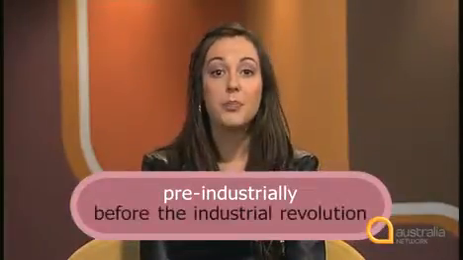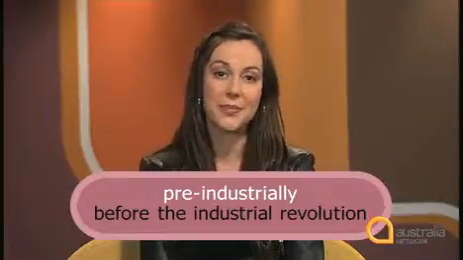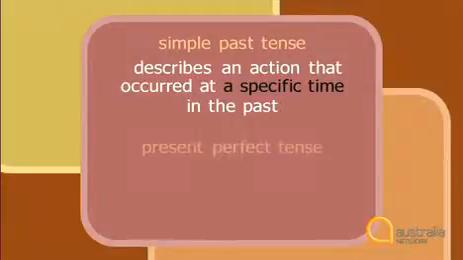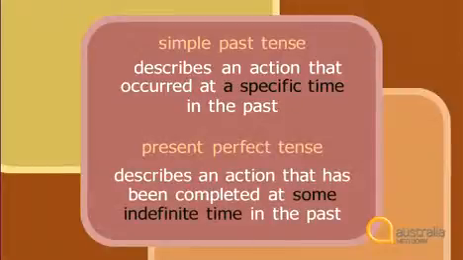He says that there were much lower concentrations pre-industrially. This refers to a particular time in the past, that is, pre-industrially, or before the Industrial Revolution in Europe. The atmosphere was cleaner then because there weren't industries producing greenhouse gases and other pollution. So the simple past tense describes an action that occurred at a specific time in the past. But the present perfect tense describes an action that has been completed at some indefinite time in the past.